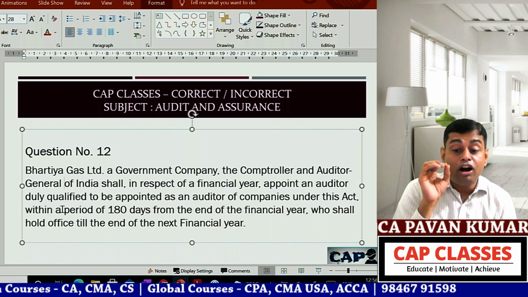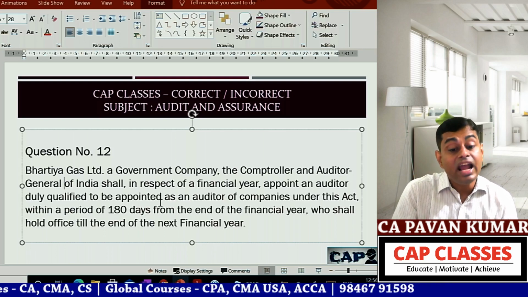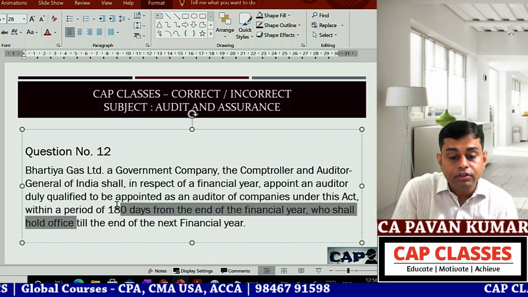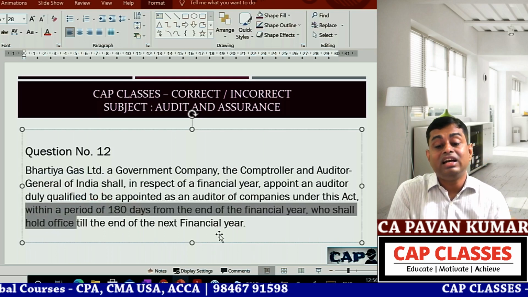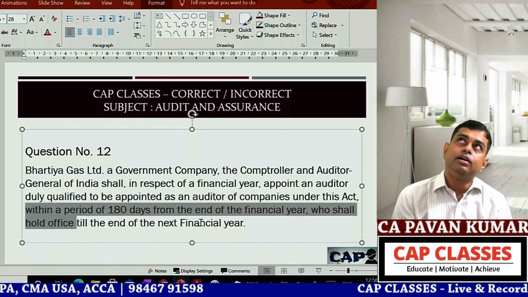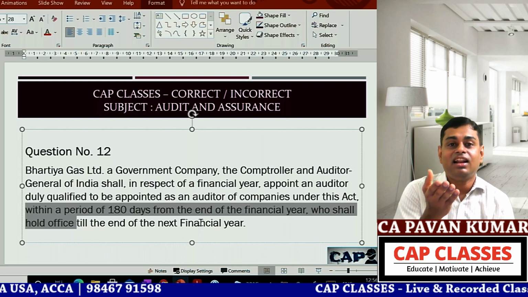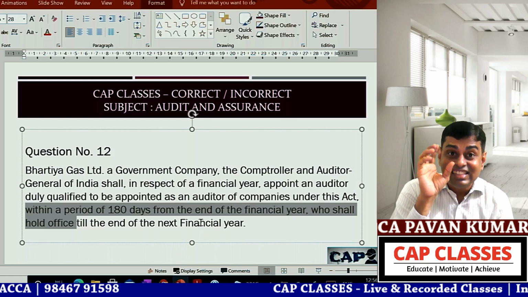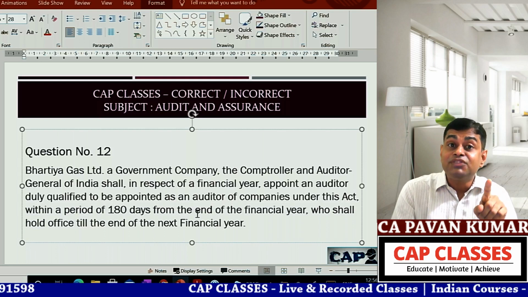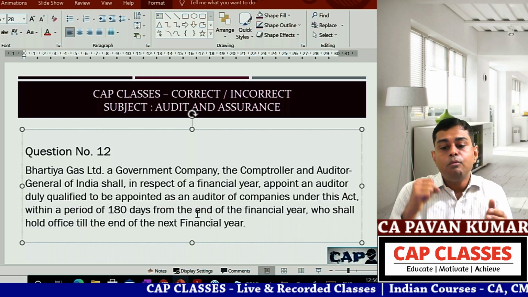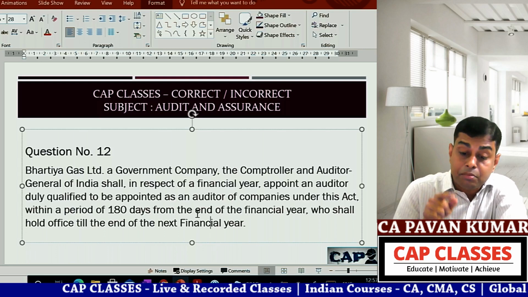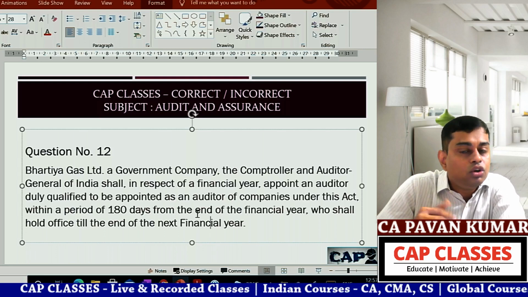Basically, what they are asking is: to appoint the auditor of a government company, C&AG appoints the auditor within a period of 180 days from the end of the financial year. So now the student will think, 180 days, correct. 180 days is correct, but they gave 180 days from the end of the financial year. But the provision is 180 days from the beginning of the financial year, no? Oh my God. So the auditor will be appointed within 180 days from the beginning of the financial year. But here they said from the end of the financial year, so this answer is incorrect.